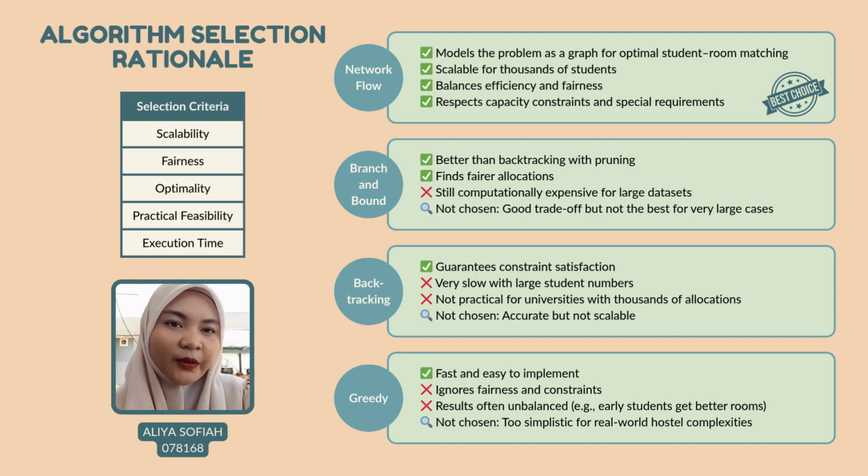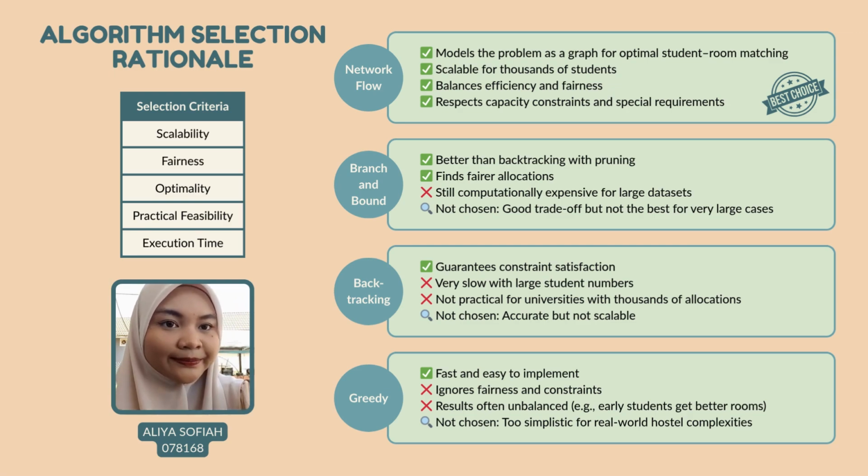So overall, that is why we selected network flow algorithm, because it strikes the right balance across all the 5 criteria, by which it is scalable, it is fair, it is optimal, it is practical, and it is efficient. It makes it stand out as the most appropriate algorithm for real-world university setting, where thousands of students and multiple constraints are involved.